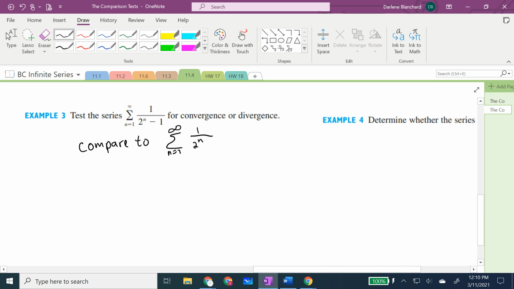All right. Now let's quickly look at, is this a converge or diverge, and what test are we using on this one?